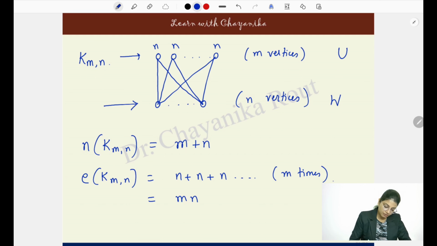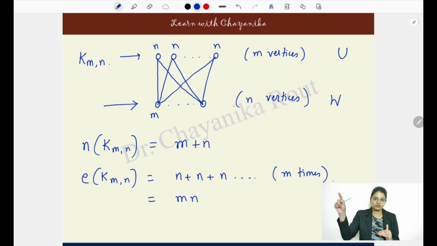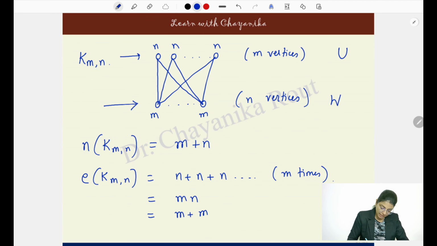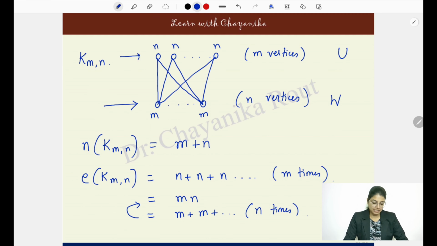See, here we have n vertices, each vertex has degree m because every vertex is adjacent to m vertices of the other partite set. So every vertex has degree m and there are n vertices in total. So the sum total of the degrees would be m plus m plus m up to n times. So the total is again m into n. So mn is the size of any complete bipartite graph Kmn.